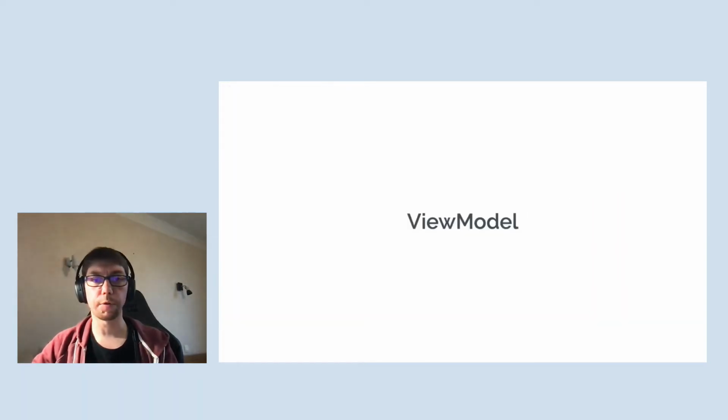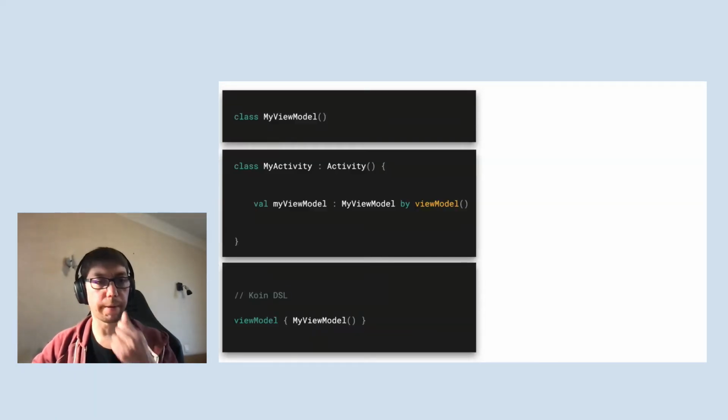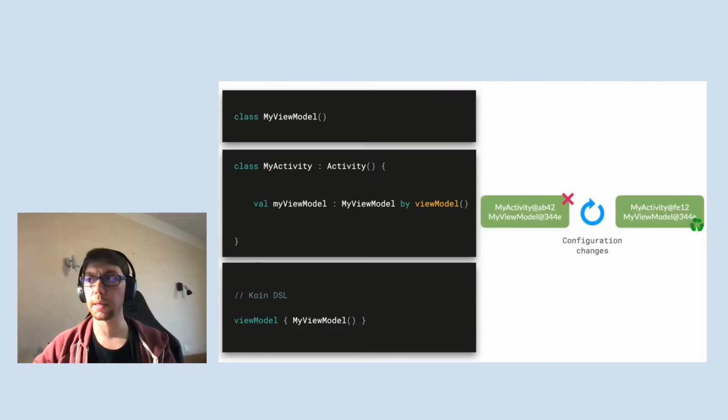A ViewModel is a special component in Android that will survive any death of your activity, and then with Koin you just declare it with viewModel, and that's it. Finally, the same instance of the ViewModel will be held after a new activity has been created. The new instance of my activity has been created.